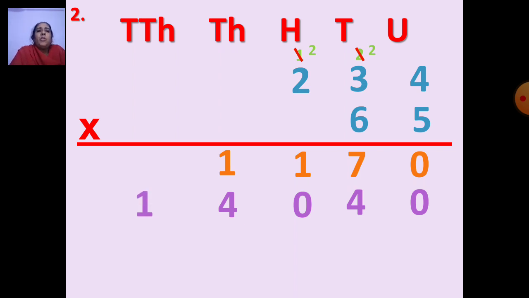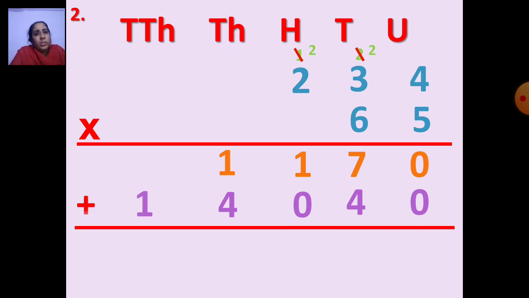Now you will draw one line, put the sign of plus, and you have to add the numbers. Okay, children? Now let us start adding the numbers from units place. 0 plus 0, 0. 7 plus 4, 11. So 1 will come down, 1 will go carry over. Now 1 plus 1, 2. 4 plus 1, 5. And then 1 you will bring down. So what is your answer, children?